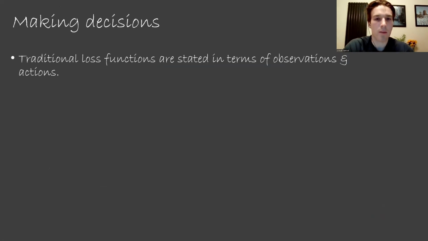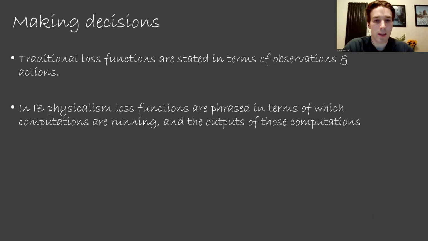As was stated earlier, in standard reinforcement learning, loss functions are stated in terms of observations and actions. This makes it hard for agents to care about things they don't directly observe, which isn't ideal. For example, humans definitely care about things they don't directly observe. For instance, I would like people in Australia to be living meaningful lives, even if I don't directly observe it. In Infra-Bayesian Physicalism, loss functions are defined in terms of what computations are running, and roughly speaking, the outputs of those computations. This can encode lots of different things.